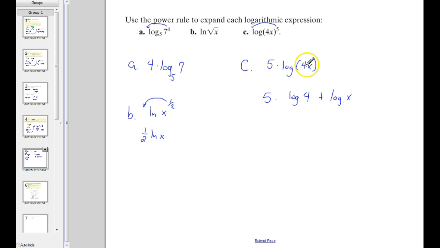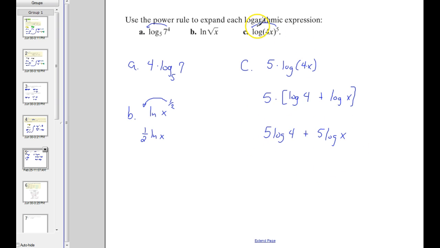Okay, we've got a log with multiplication on the inside. You can rewrite that as addition and give each one of these its own logarithm. But because I expanded this after the power rule, I really need a parentheses there or some grouping symbol to indicate that all of this that's been expanded is being multiplied by this 5. And then technically we would have to distribute that 5 through. So 5 times the log of 4 plus 5 times the log of x. Right, both of these are being raised to the 5th power.